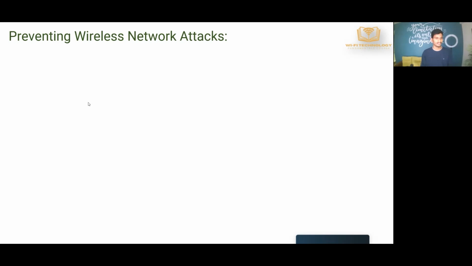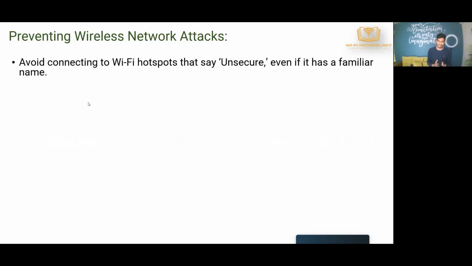Okay, the first basic one: avoid connecting to a Wi-Fi hotspot that is unsecure. If you see an access point which is broadcasting open security, do not go and connect to that access point. If you connect to a rogue access point, some attacker sitting next to you can easily create that access point. And if you connect to that, that's it. All your data, sensitive data, passwords, anything he can see, right? So first thing first, try to avoid connecting to open authentication access points.